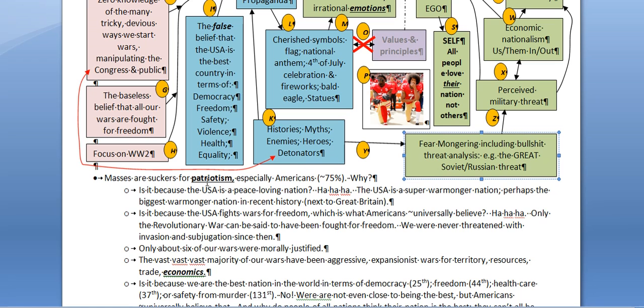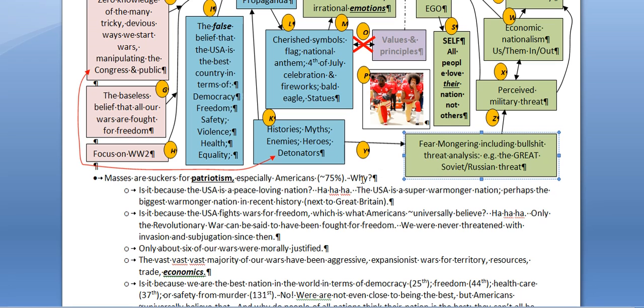Masses are suckers for patriotism. Especially Americans. I think America is a highly patriotic nation. I would guess roughly 75%, 3 out of 4 people in America. I've asked a lot of people, although it's not a scientific survey, right? I've asked a lot of people over the years about patriotism. Very few are not patriotic.